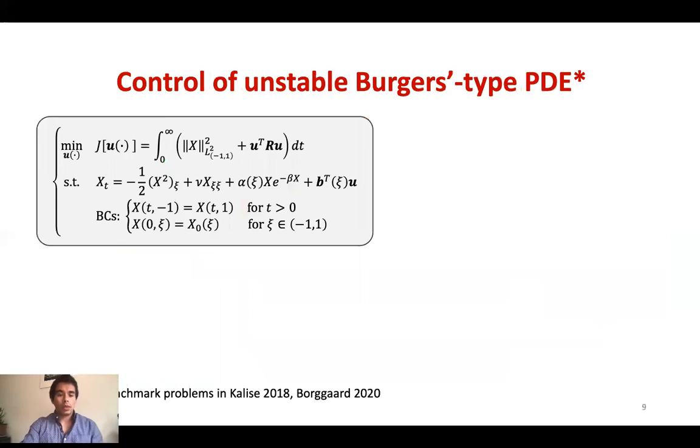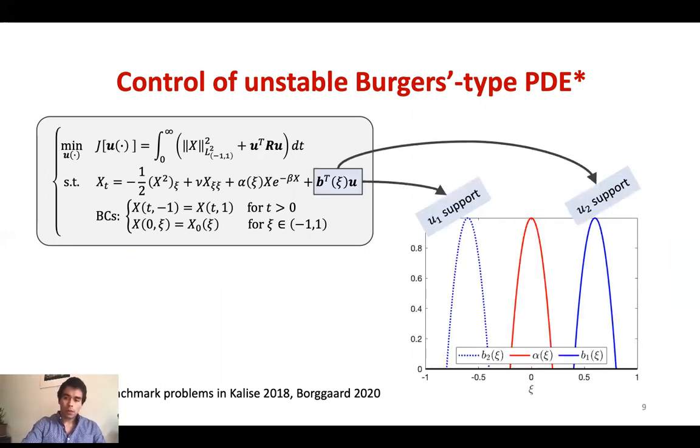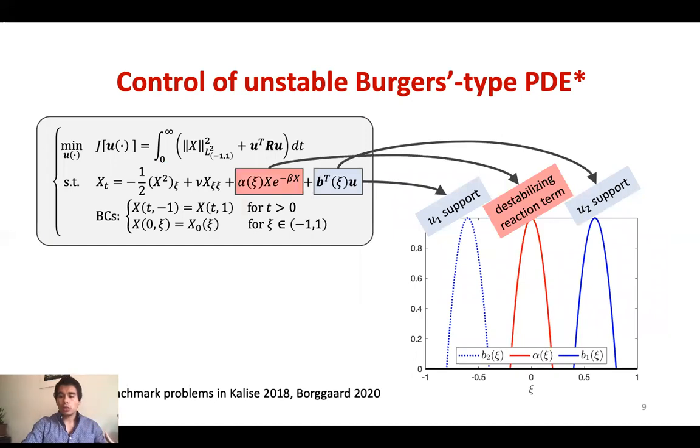All right, so let's see this method for an application problem. Here we'll use control of an unstable Burgers type PDE. And we have 2 control inputs. They're active on these blue regions shown there in the spatial domain. And then we took some inspiration from a paper by Dante Calis, where we put in an unstable reaction term.